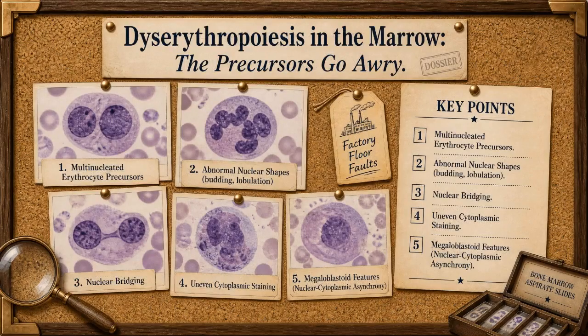Alright, histotechs, we've seen the red cell oddities in the peripheral blood. Now, let's go to the heart of the problem, the bone marrow, where the erythroid precursors are supposed to be maturing. In MDS, dyserythropoiesis in the bone marrow is characterized by a fascinating array of abnormalities in these developing red blood cells. This is where you'll see the most dramatic evidence of ineffective hematopoiesis.